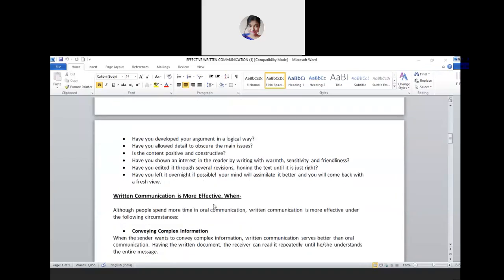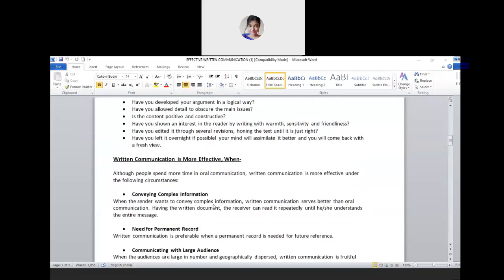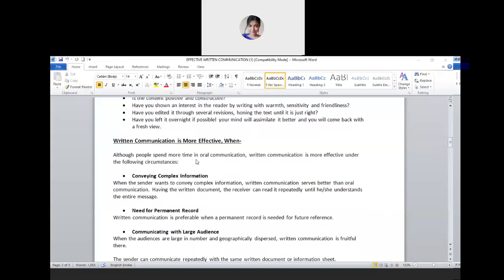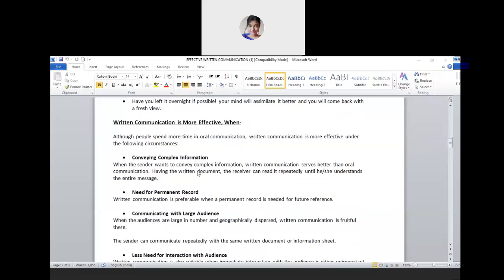Okay, now I'm going to explain when written communication is effective. All right, so sometimes written communication is effective and sometimes it is ineffective. Sometimes you can use written communication and sometimes you cannot use it. So there are certain advantages and certain disadvantages of written communication. First of all, I'm going to explain when you can use written communication.